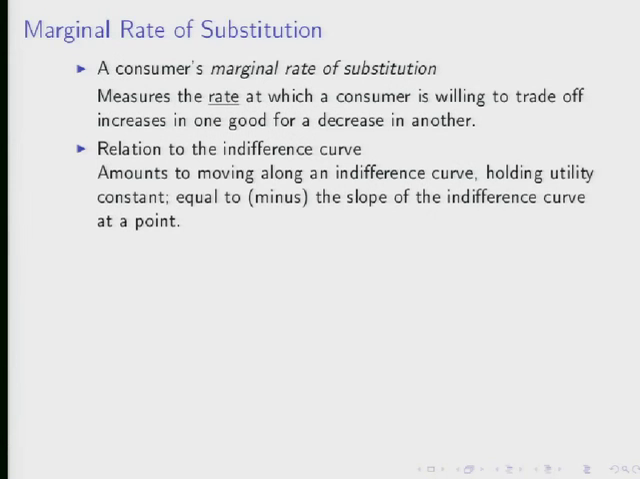And so we're going to talk about what's called a consumer's marginal rate of substitution. We should think of this as the rate at which you're willing to trade one good for another. So it could be that one of the goods is money and the other good is food, for example. So your marginal rate of substitution in that case, let's make it more precise.